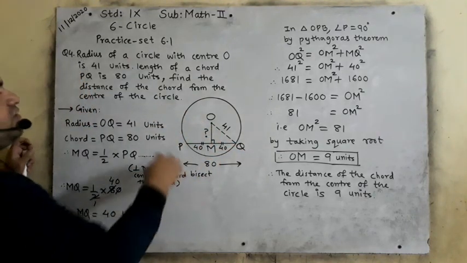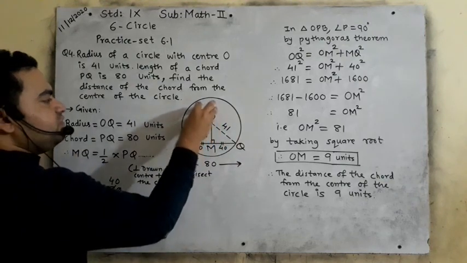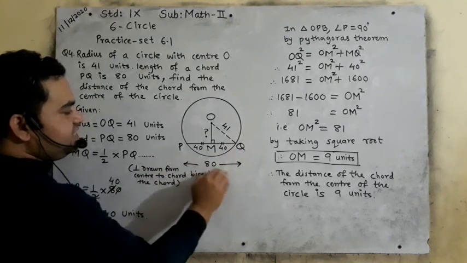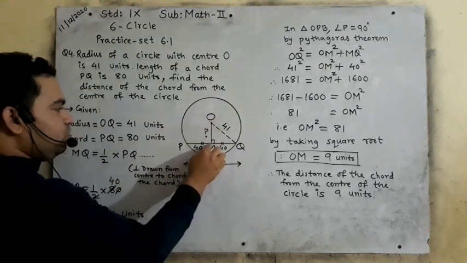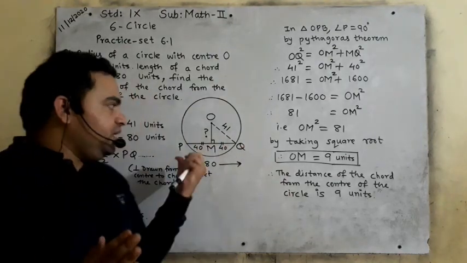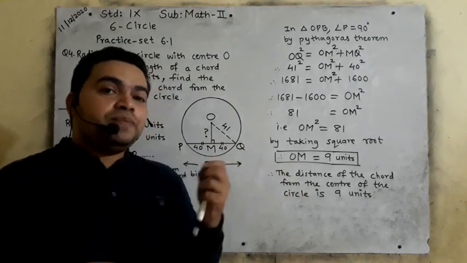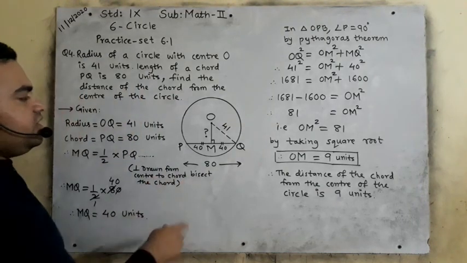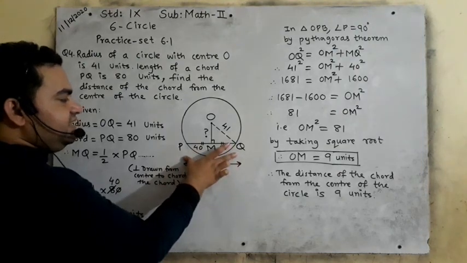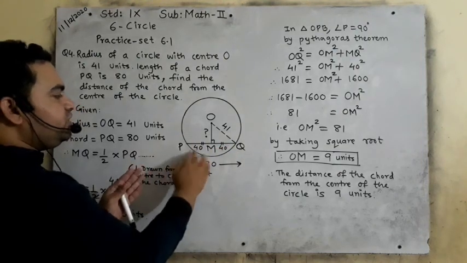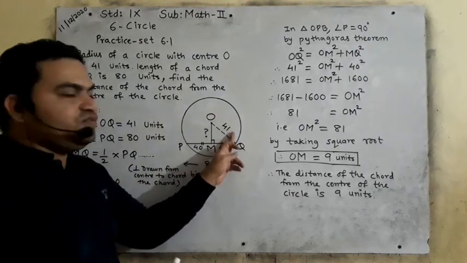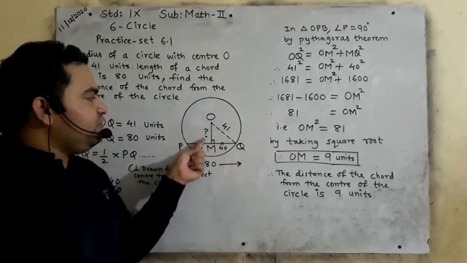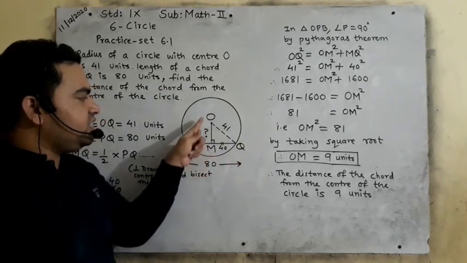So here first we will draw a rough figure, a circle. We will show center O. We will draw chord PQ which is of 80 units. We will draw a perpendicular from the center to the chord, which will divide the chord PQ into two equal parts, because a perpendicular drawn from the center to a chord bisects the chord. It means PQ is 80 units, so it will divide into 40. The radius is 41, it means OQ is 41 and MQ is 40. We have to find the distance between the center and the chord, that is OM.